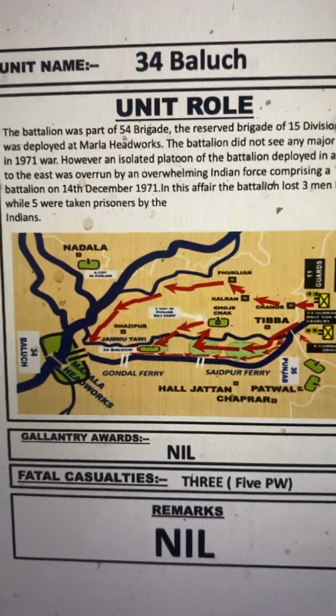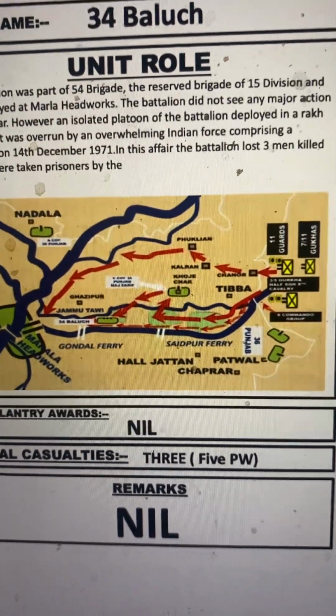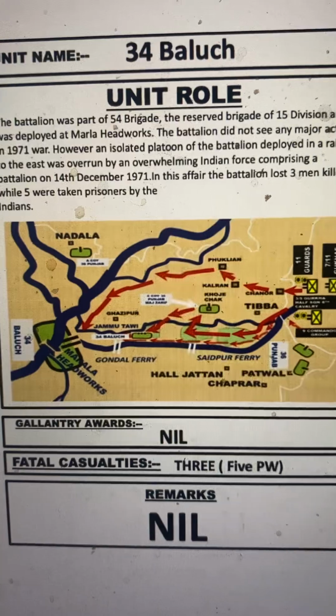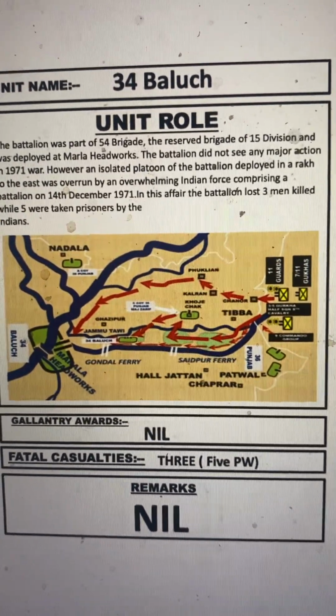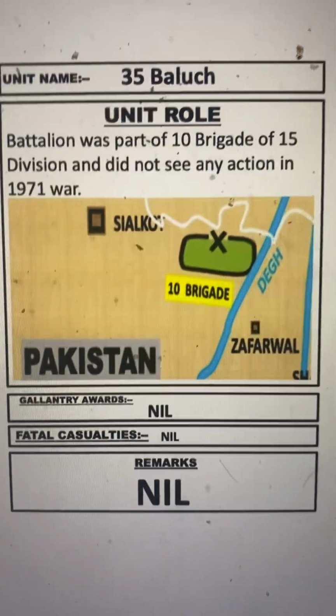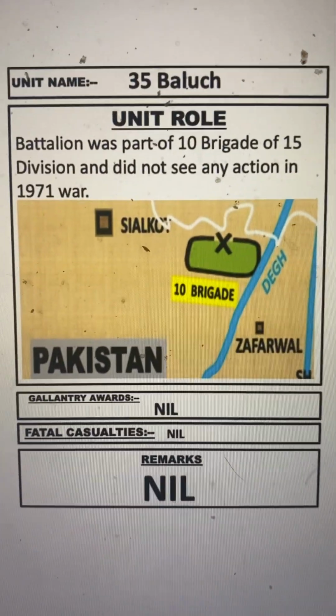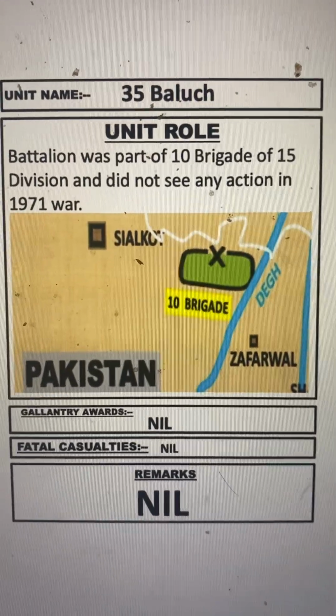As you can see, this is the 34 Baluch and this is the Indian attack in the Pukliya salient. Gallantry awards nil, fatal casualties 3 and 5 PW. 35 Baluch. The battalion was part of 10 Brigade of 15th Division and did not see any action in 71 war. Gallantry awards nil, fatal casualties nil.